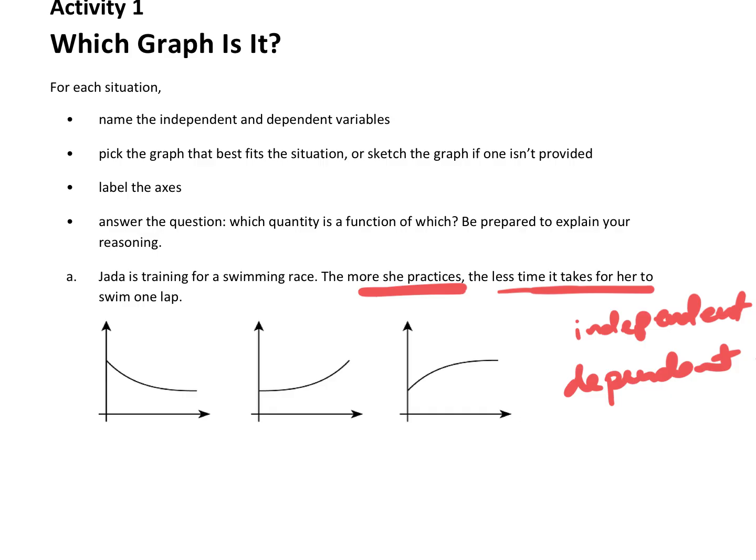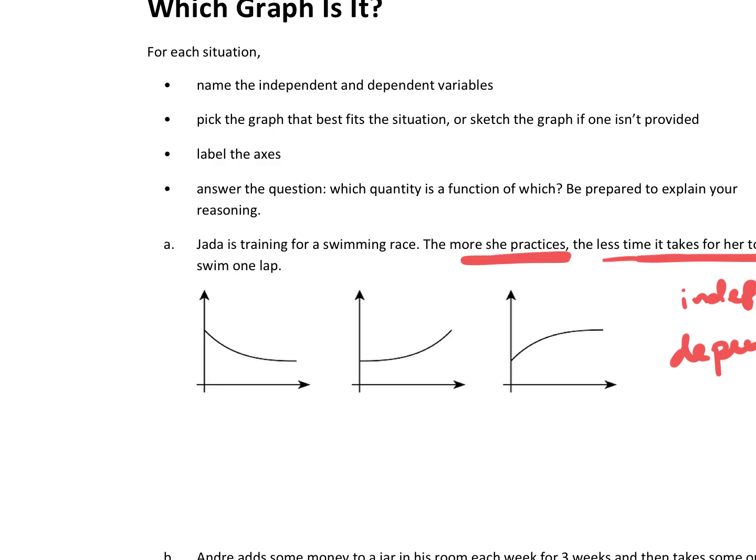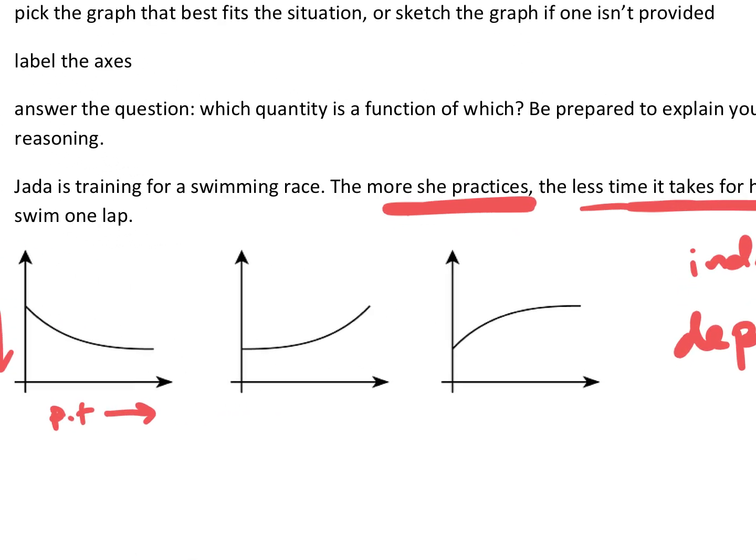So we have two that are facing kind of opening upward-ish, and one that's kind of opening downward-ish. All of them are curves. So we have to ask ourselves, as X increases, so as practice time increases, we want the lap time to decrease. We want that to go down. So as X increases, we want Y to decrease.